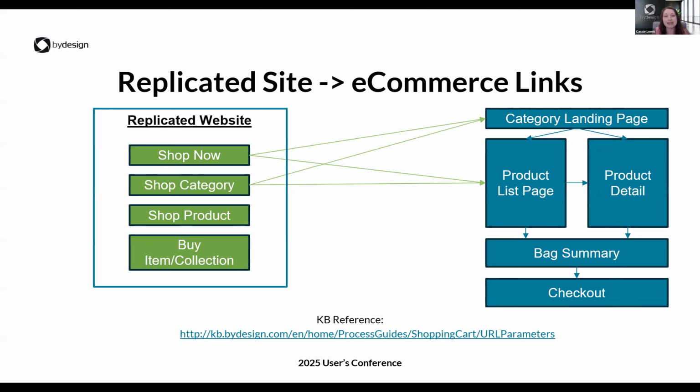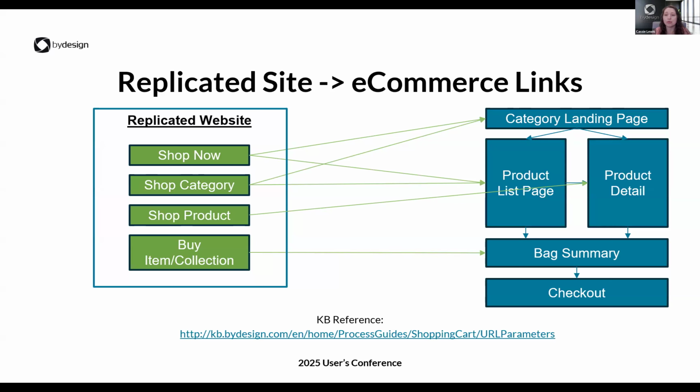You can go from any category on your WordPress site to the landing page or to a specific category, a full product list. You can take them directly to a single product. So if you want to promote a new product on your WordPress site, or maybe your top selling product, you can link from there directly to the product detail instead of landing at the landing page or the product list page. You can also lead them directly to the bag summary.